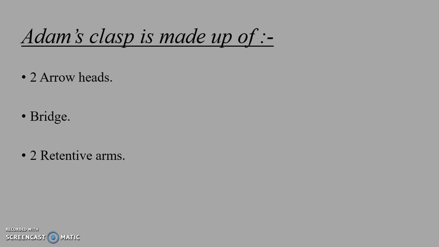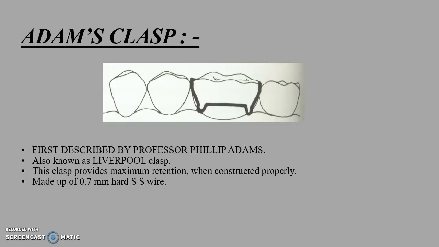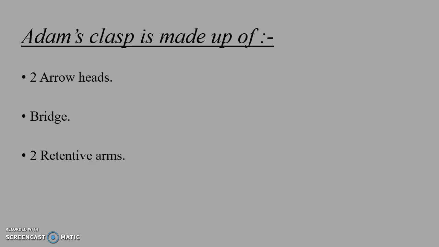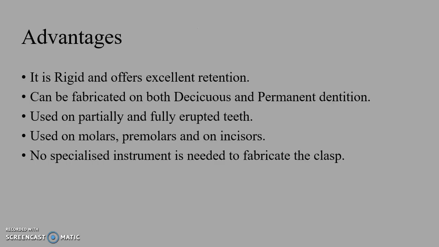So it basically has the following parts: two arrowheads. This is the two arrowheads of the Adams clasp. This is the bridge. And there are two retentive arms that go occlusally and then palatally. You might have done this in second year preclinical exercises, right? So you might be very familiar with these arrowheads, bridge, and the two retentive arms.